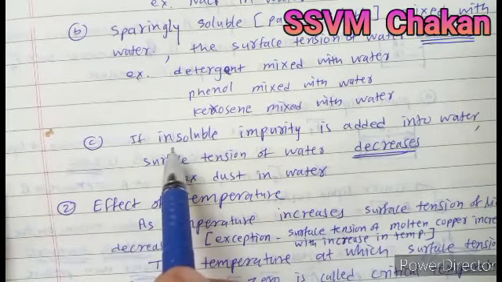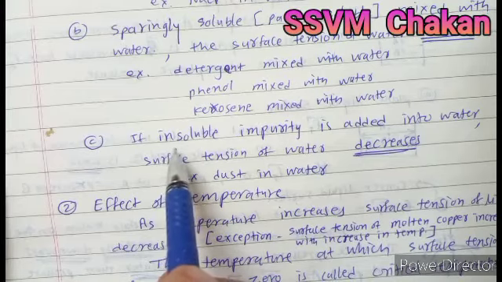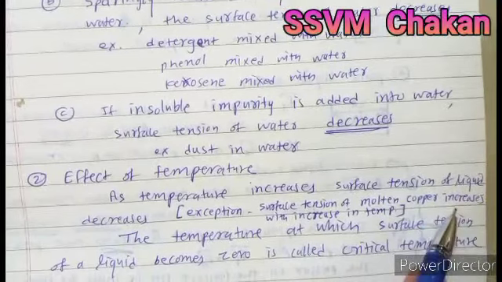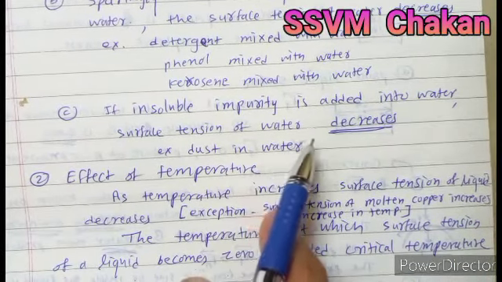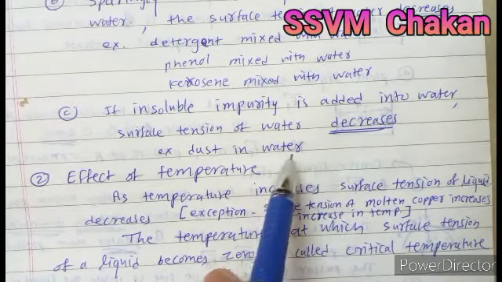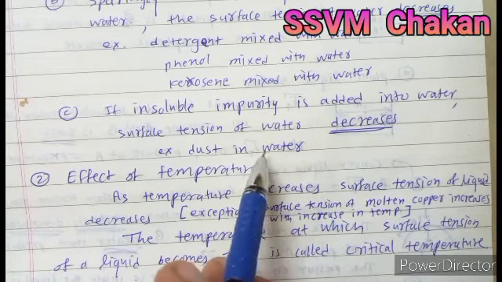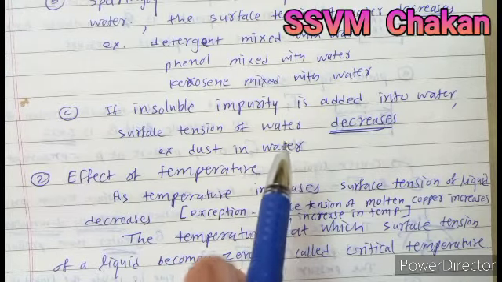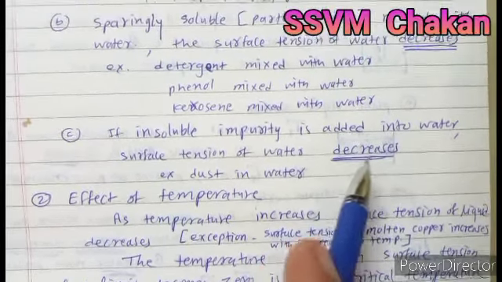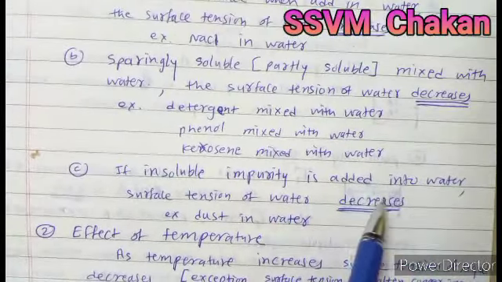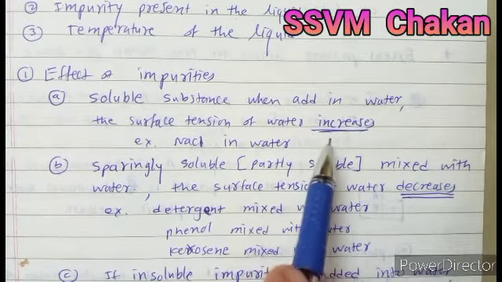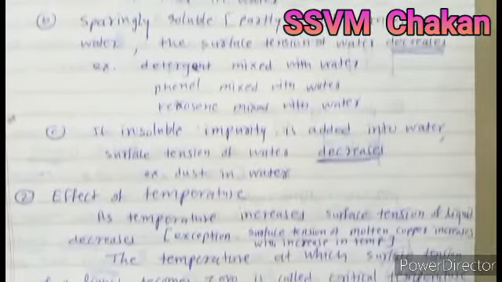Third, insoluble, that is not soluble in water. If insoluble impurity is added into the water, the surface tension of water again decreases, like dust in water. मातीचे कण पाण्यामध्ये विरघळले जात नाही, पाण्यामध्ये ते तरंगायला लागतात. मग त्या केसमध्ये वॉटरचं म्हणजेच पाण्याचं सरफेस टेन्शन हे कमी झालेलं असतं. म्हणजे एकाच केसमध्ये ते इन्क्रीज होतं, दोन्ही केसमध्ये ते डिक्रीज आहे. If you add a soluble impurity then the surface tension increases.